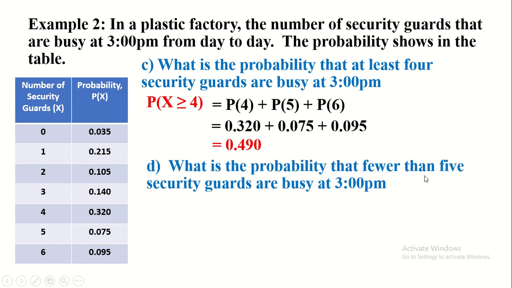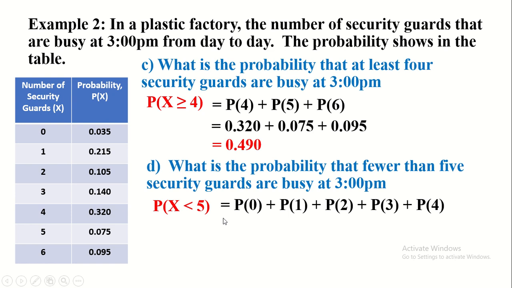What is the probability that fewer than 5 security guards are busy at 3 p.m.? Okay, may keywords ulit tayo dito or word phrases. Fewer than. So, pag sinabi fewer than, that is less than symbol. Inequality symbol, less than. Fewer than, less than. At least, that is greater than or equal. So, fewer than 5. So, ibig sabihin, ang mas mababa kay 5 or less than ay 0, 1, 2, 3, 4. Kaya hanggang dun ka lang kay 4 kasi nga wala ka namang equal sign dito.